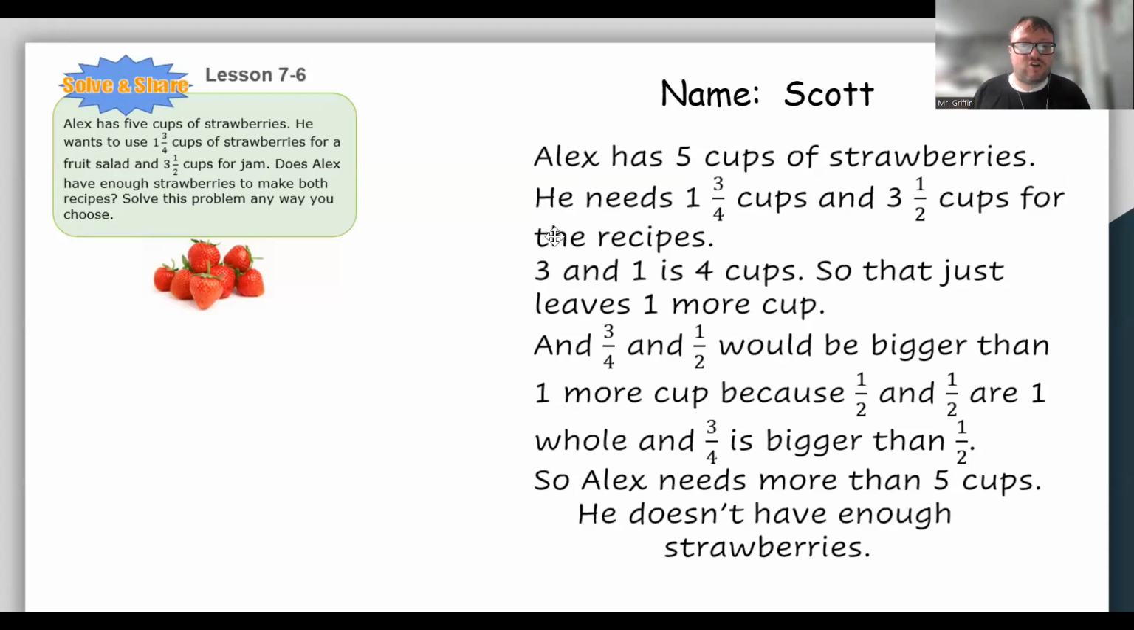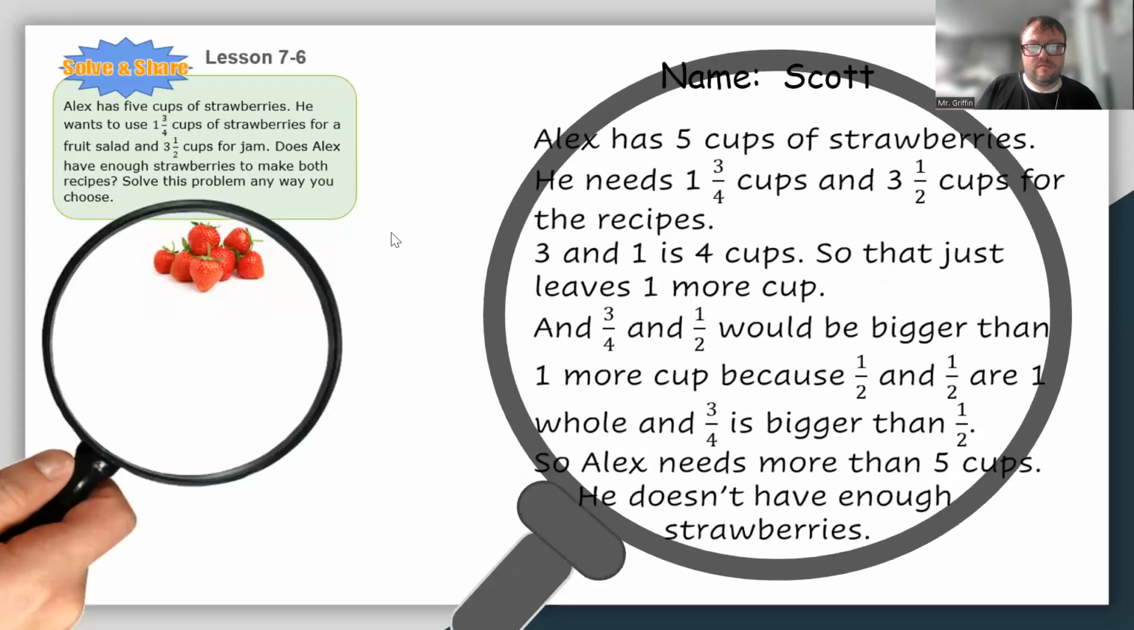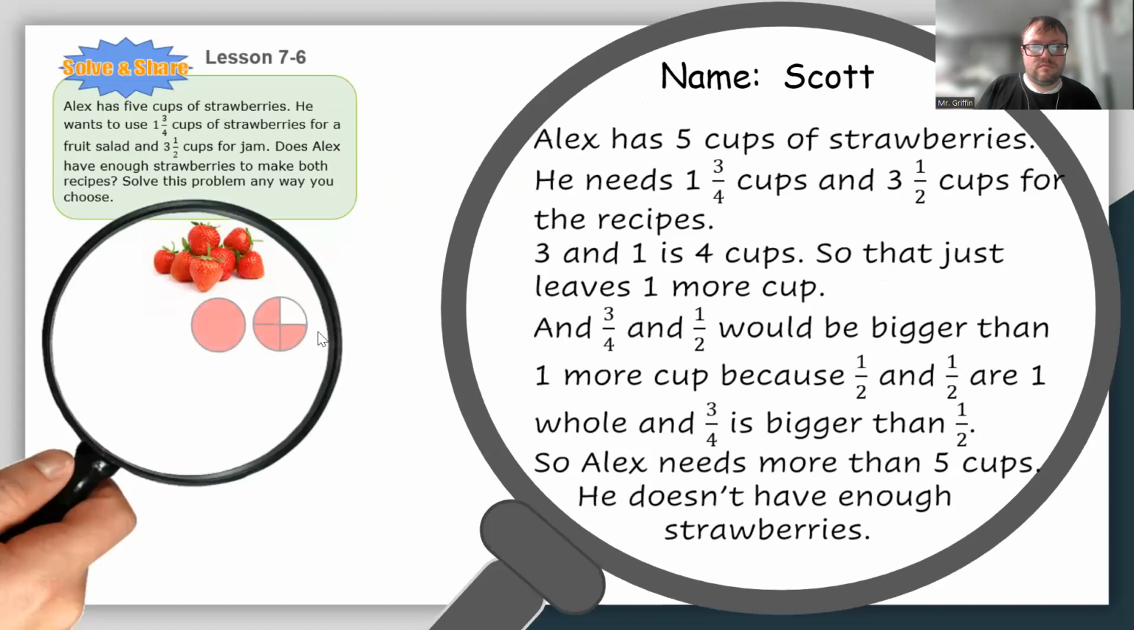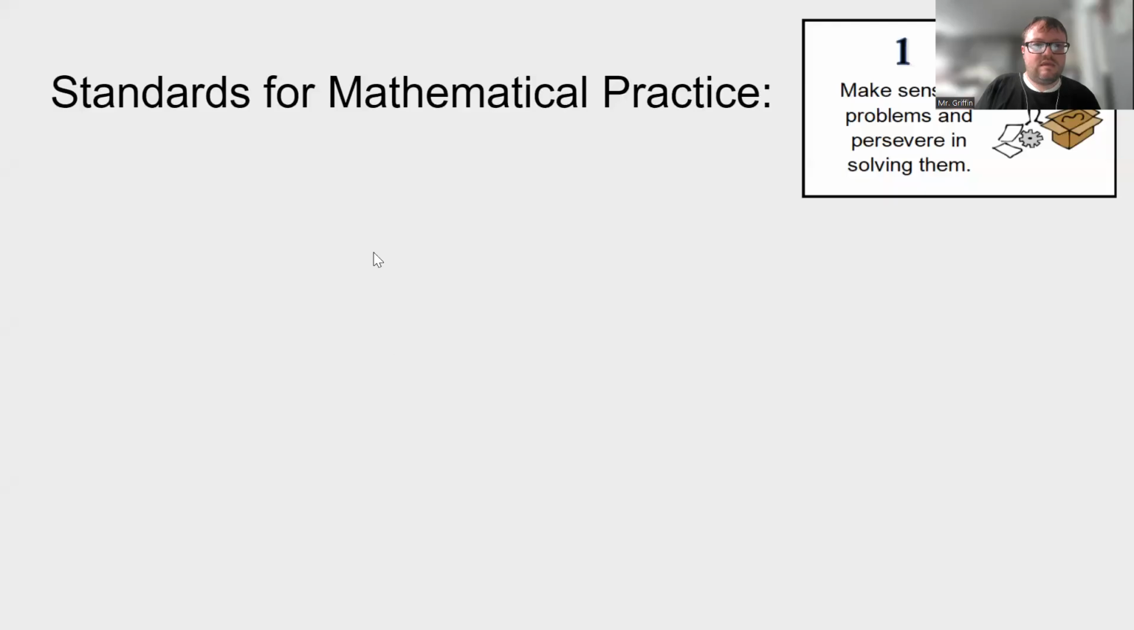He does not have enough strawberries. Fun fact, he just needs a fourth more of a cup of strawberries to have enough. If the problem said he started with 6, then he would have had plenty. You can see the visual right there. You see they took the 4 away. There's that part. You see he didn't have enough.